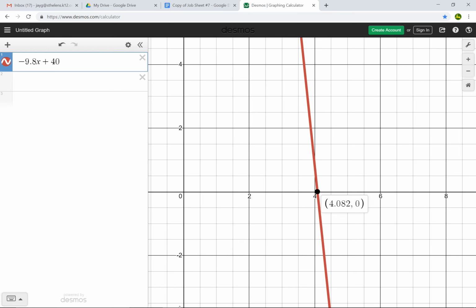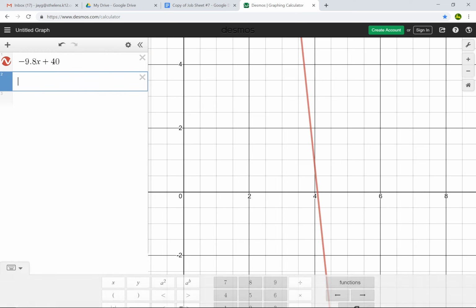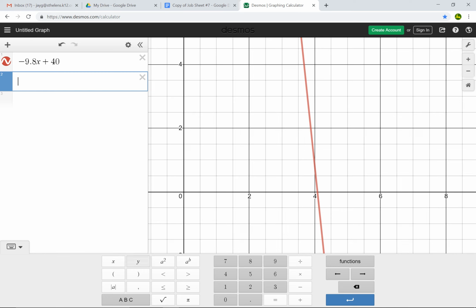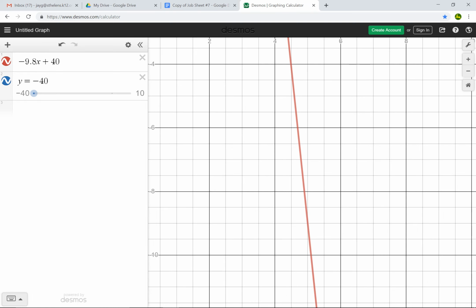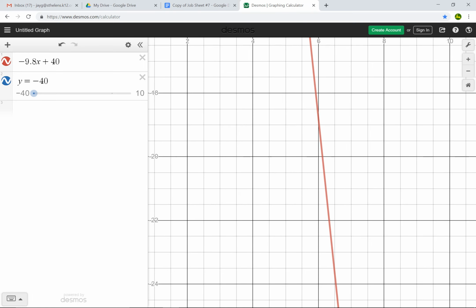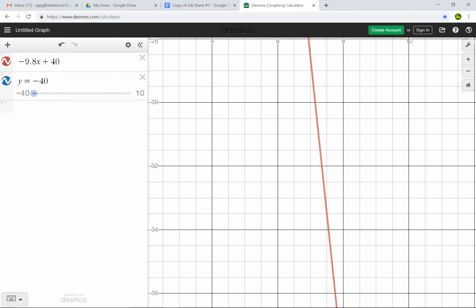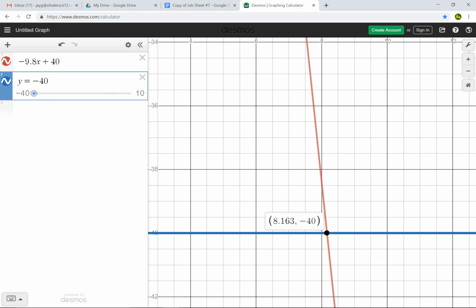Now, notice this thing hits the ground, or when does this thing hit the ground? Does it hit the ground at 4.082 seconds? No, that's when it has zero velocity going upwards, yes? But what I do want to know is, when does it hit negative 40? Because in physics, that would be when it hits the ground, correct? So down here somewhere, it hits the ground at negative 40, and that's at 8.163 seconds.